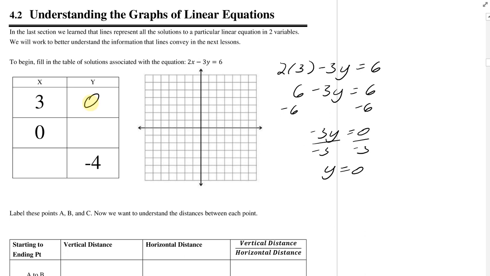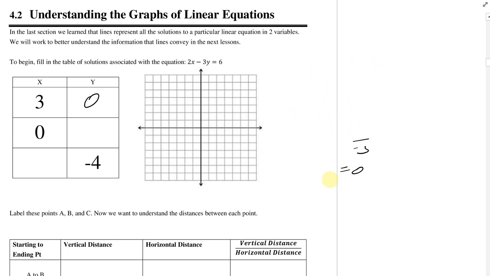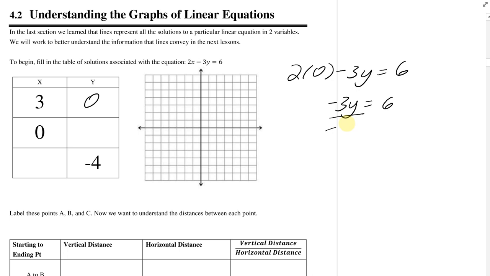Now for the next one, I need to plug in x equals 0. So pause the video if you need this work. I'm going to just erase it. So now I'm going to plug in 0 for x. So this will be 2 times 0 minus 3y equals 6. So the 0 will just make everything fall out. So this becomes negative 3y equals 6. Divide each side by negative 3. I get y equals negative 2. So that's going to be the next thing that goes in my table.